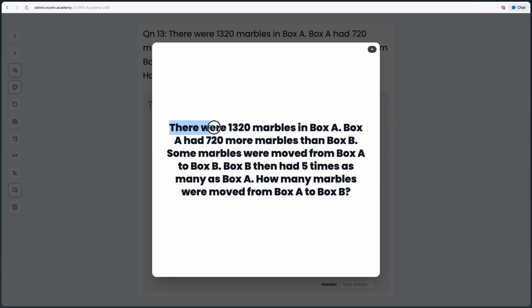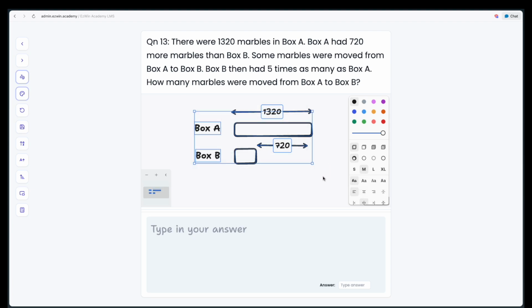Question 13. There were 1,320 marbles in box A. Box A had 720 more marbles than box B. Some marbles were moved from box A to box B. Box B then had 5 times as many as box A. How many marbles were moved from box A to box B? Alright, so we can draw the models first.